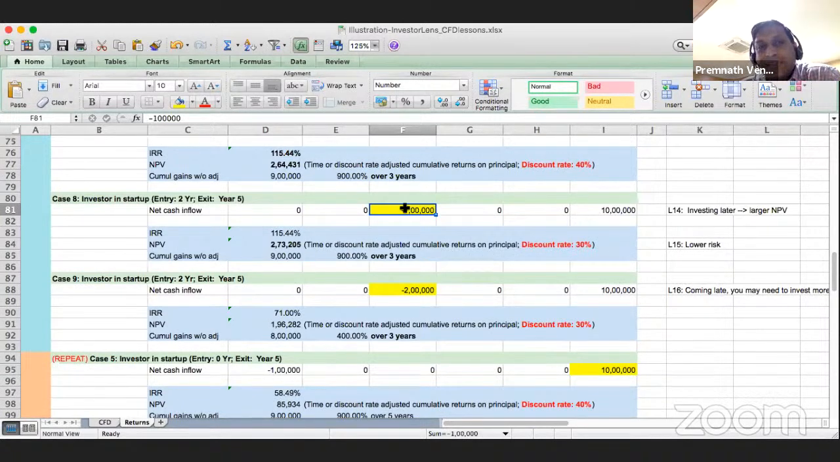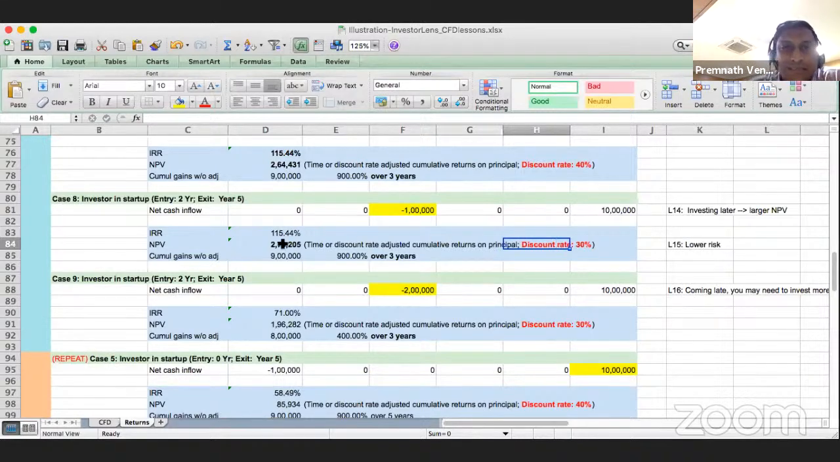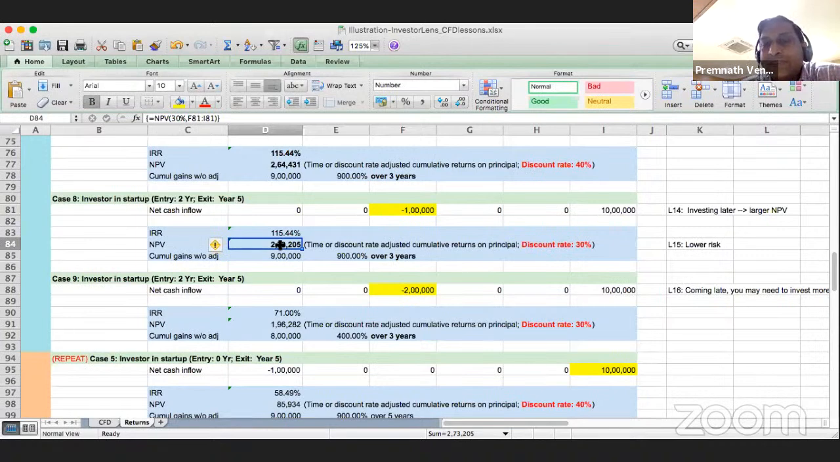You do realize that with time, first of all, your duration of investment is shorter and you have reduced some risks, hopefully. So the fact that you have reduced risk in the first 2 years, the discount rate, I have brought it down to 30% from 40%. Okay. And therefore the value is quite attractive. It's showing up quite attractive even with these numbers out here.